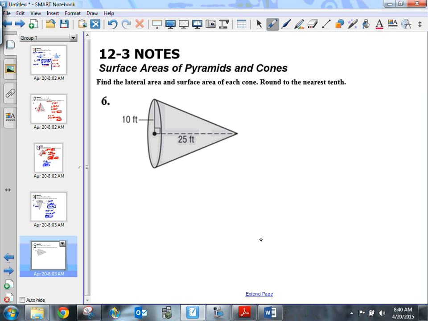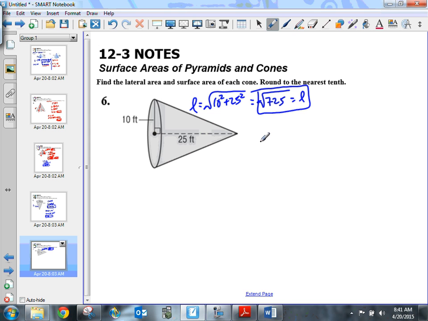Now the next one, notice here that you're given this length of 25. This is my altitude. This is not my slant height. So my slant height L is this value here. Now what's formed here is a right triangle, so I can use the Pythagorean theorem to find that length. And I just take 10 squared plus 25 squared. And when I evaluate that, I get the square root of 725. I'm going to use that as my slant height L. Sometimes you're given that, sometimes you're not.